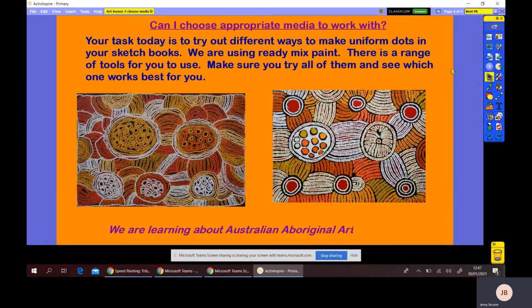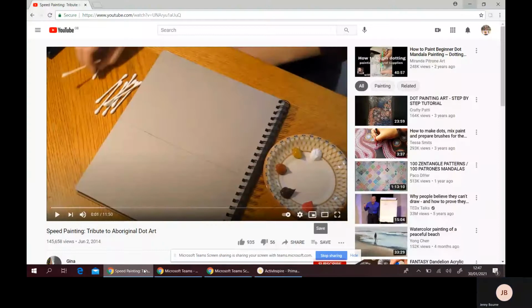So last year, what we did was we used a range of tools. We had some cotton buds, we had some kebab sticks, some wooden bamboo skewers that you use for kebabs. We had the end of a pencil, the end of a paintbrush, anything that you can dip into paint and it will make a dot. So let me just show you. There's a person here now.